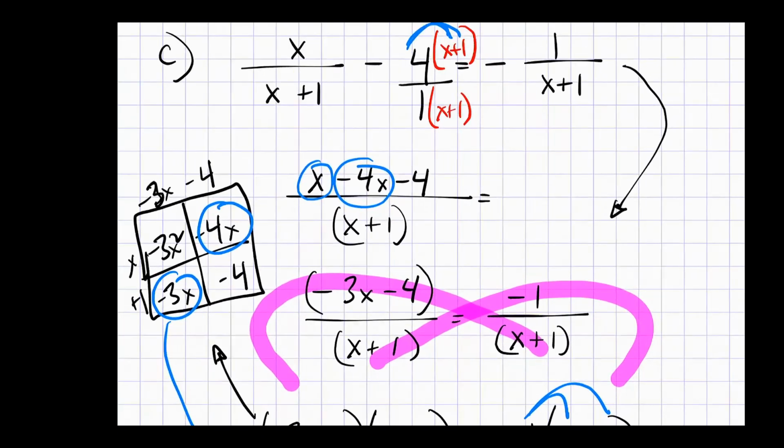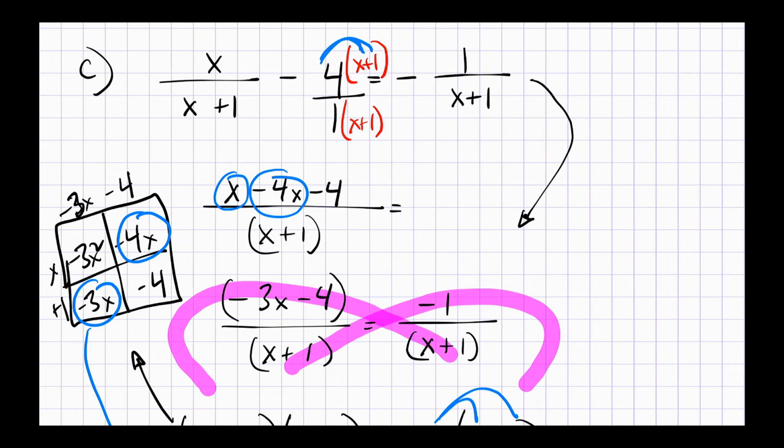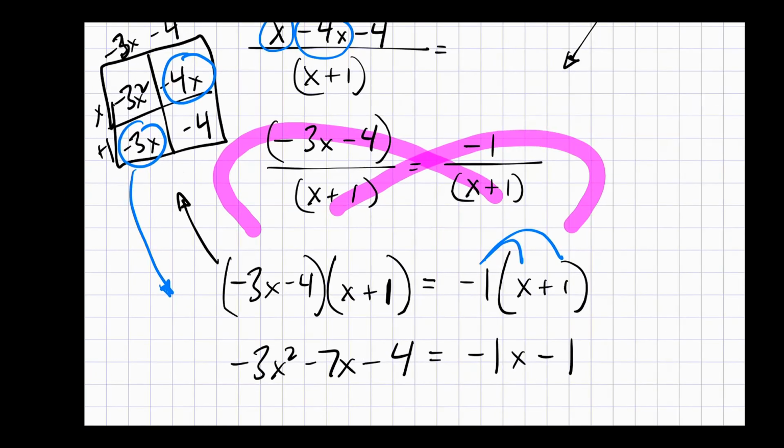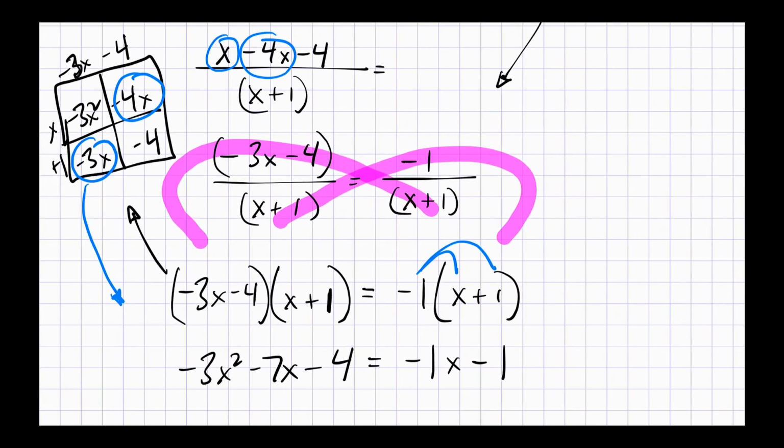Bring down what I haven't used, the other side. I move the negative to the front. Cross multiplication now, so then I have a multiplication box. The multiplication box was negative 3x minus 4 times x plus 1, and I got negative 3x squared minus 7x minus 4. And that's where I stopped. Done with the simplifying. Now I got to get to the solving part.